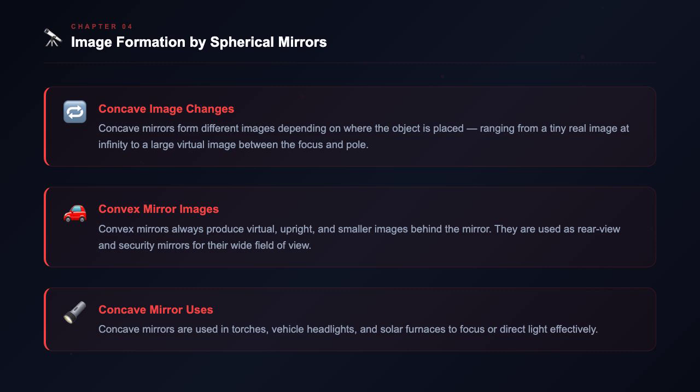Concave mirrors are used in torches, headlights, and solar furnaces. Convex mirrors are used as rear-view mirrors and store security mirrors, showing a wide field of view with smaller images.